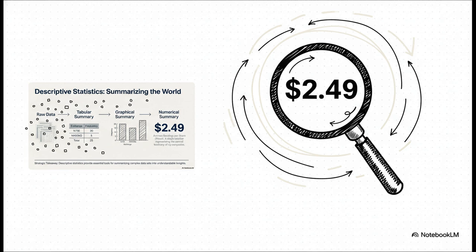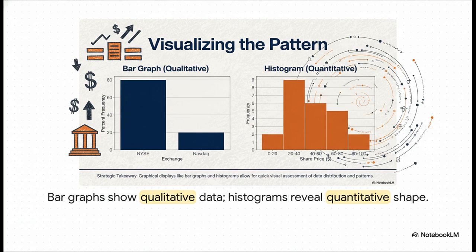That's amazing. And man, choosing the right visual is everything. This is a perfect example. For our qualitative or categorical data, the stock exchange, a simple bar graph is perfect.